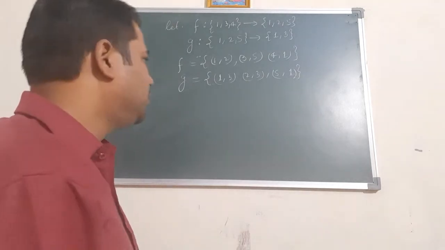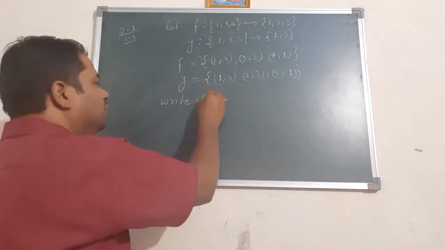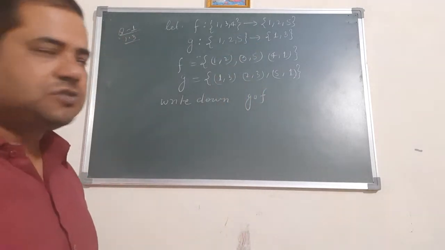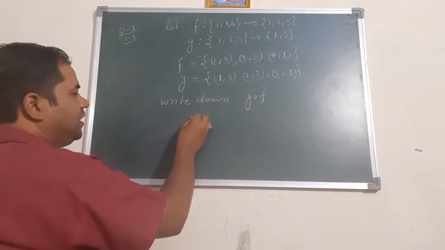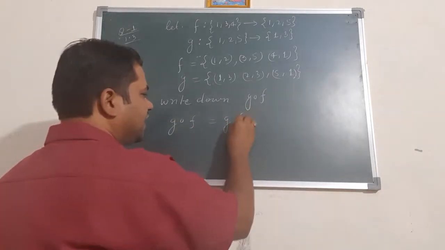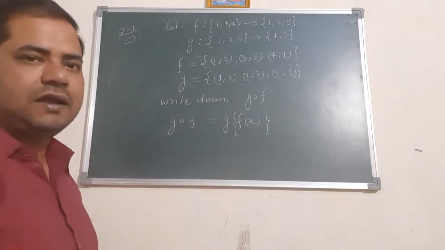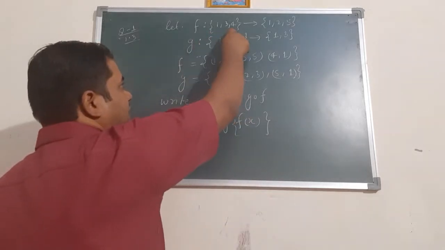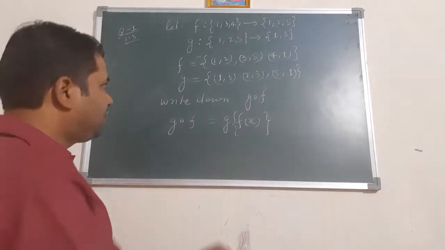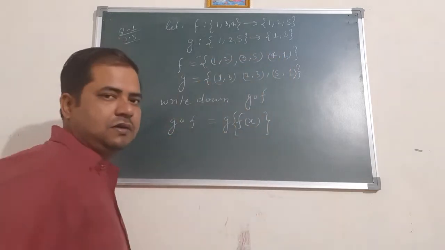Write down f composition g. So what is the meaning of f composition g? f composition g means g of f(x). So what is x here? x is nothing but each element of this set: 1, 3, 4. And what is the value of f(1)? f(1) is 2, f(3) is 5, f(4) is 1.